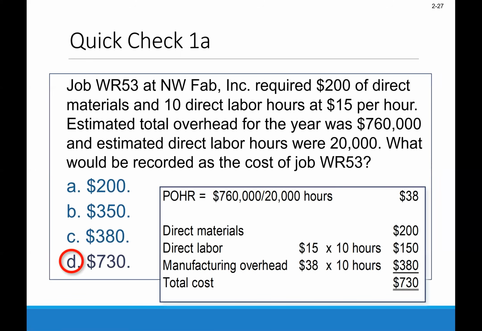Okay. Excellent. So we take our direct materials, our direct labor, and then we assign our predetermined overhead rate based on our actual labor hours. So we calculate our predetermined overhead rate at $38. Our estimated 760,000 divided by our 20,000 labor hours gives us that rate.